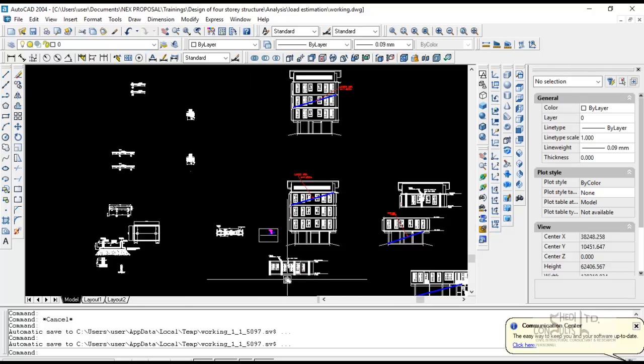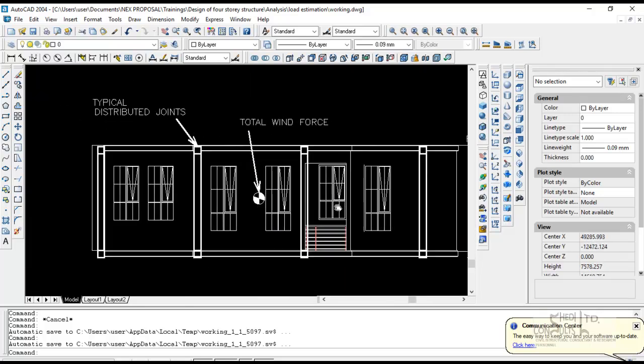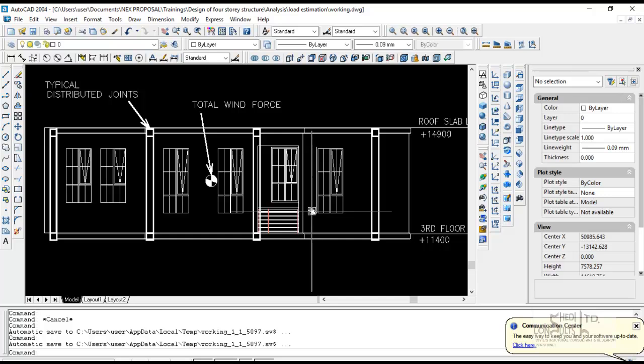Transverse direction. So this is in a transverse direction. If the pressure intensity between 11.4 and 14.9 of the wind pressure doesn't change significantly, the total force will be acting at the centroid of this area. This total force is then to be distributed to the distribution joints where you have the columns.